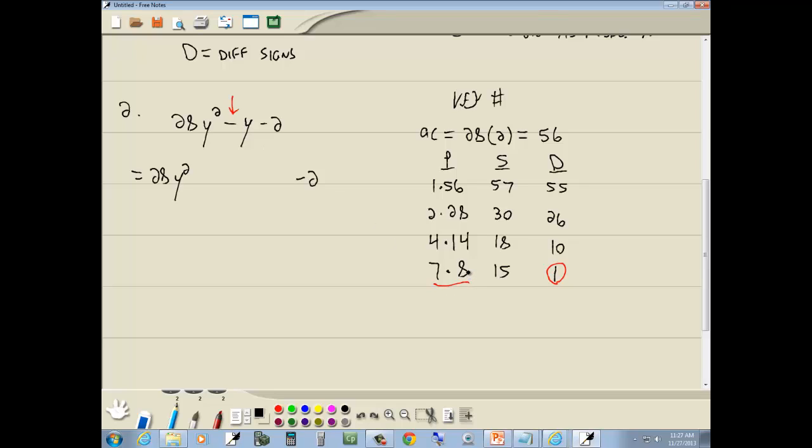The larger number in the P column that we're using is the 8, which will always be the same sign as the middle term, which in this problem was negative. The number has circles in the difference column, D for different signs. So if the 8 is negative, then the 7 has to be positive.